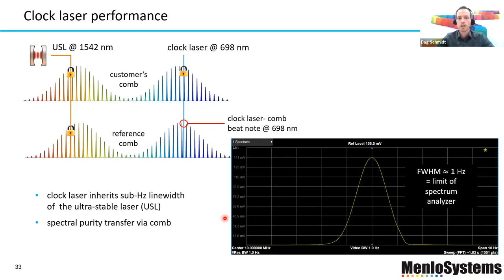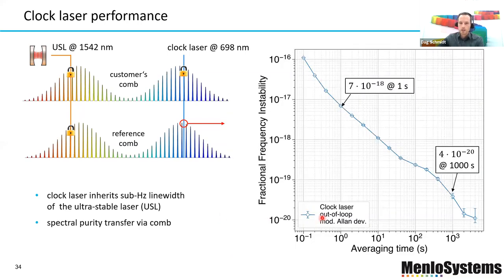But we can be sure, since this is the clock laser comp beat, that both of them have subhertz linewidth. So this is good news. But to be more precise, we of course also measured the fractional frequency instability of the CW laser. And here it is. You can see the modified Allan deviation. At 1 second, we were capable of providing 7 × 10⁻¹⁸ at 1 second, which is quite impressive.